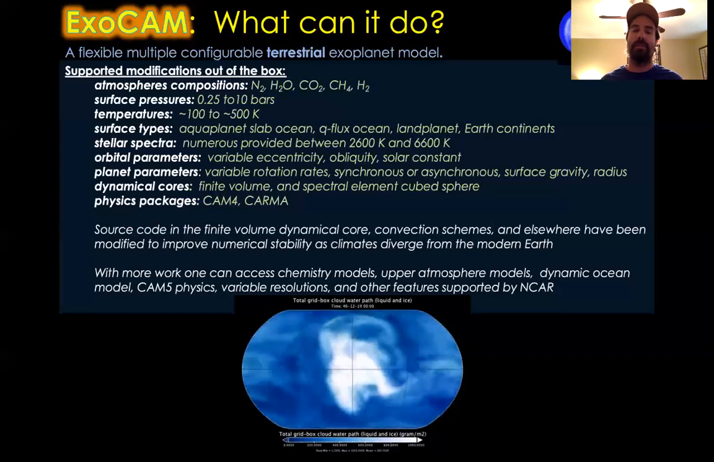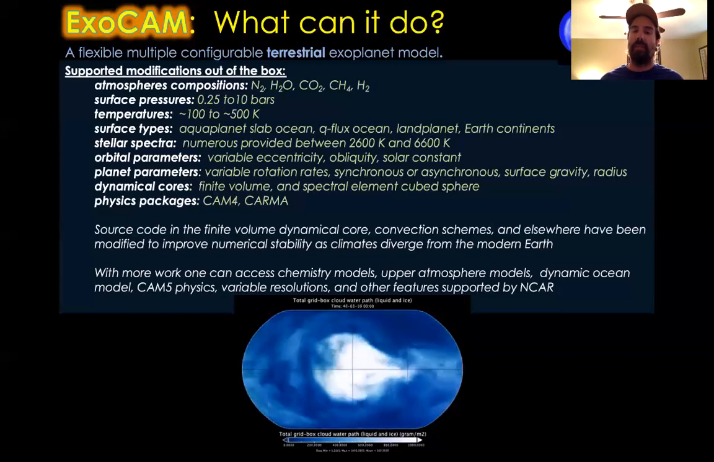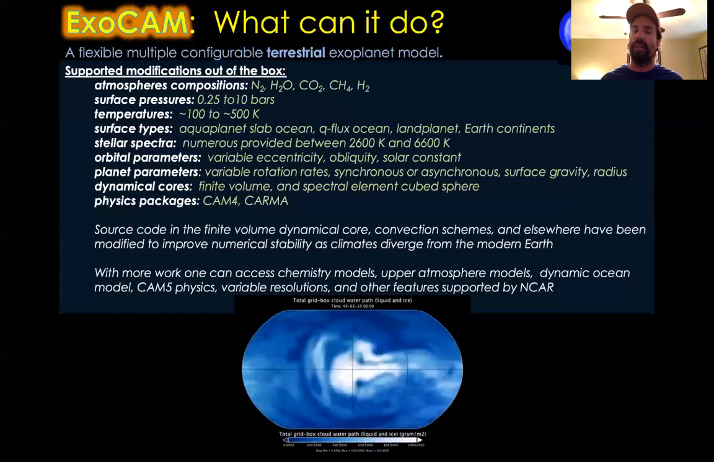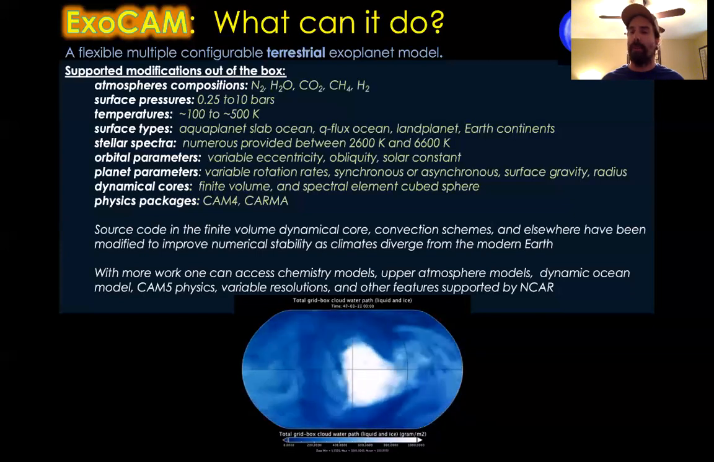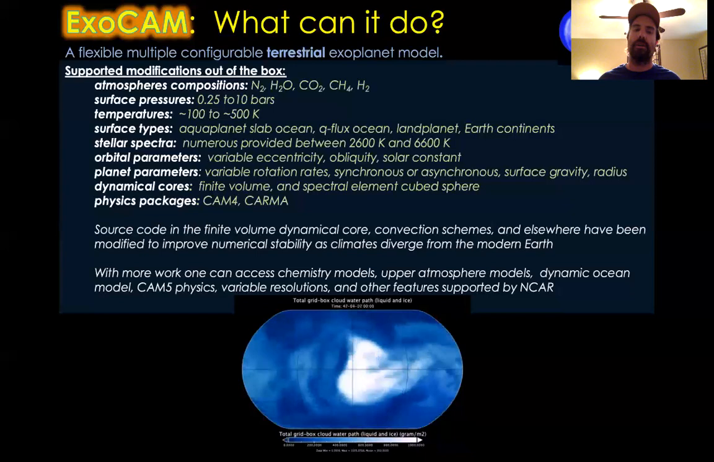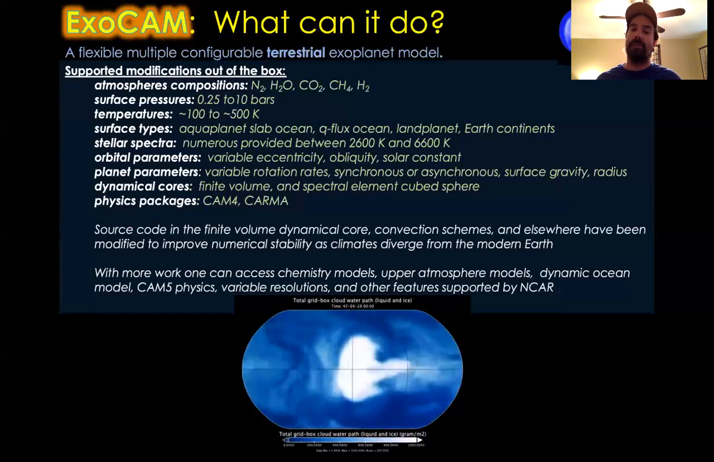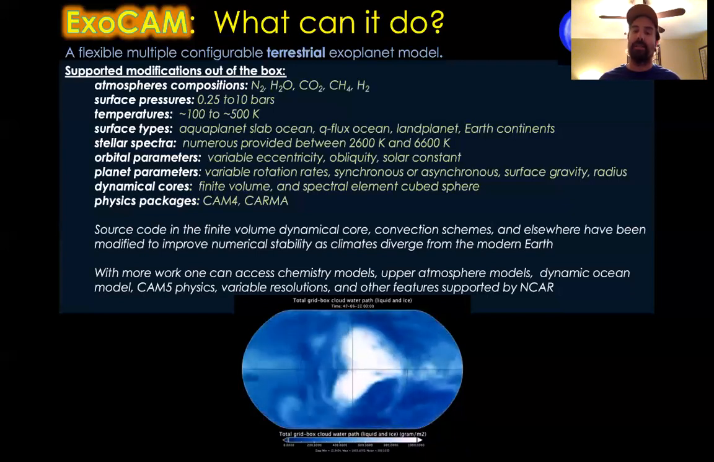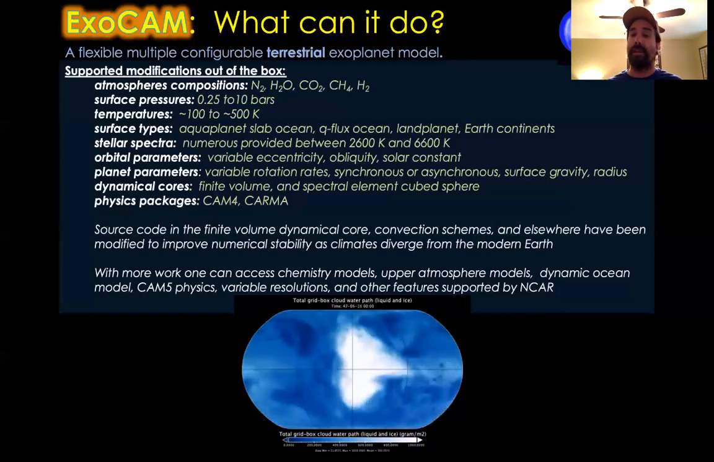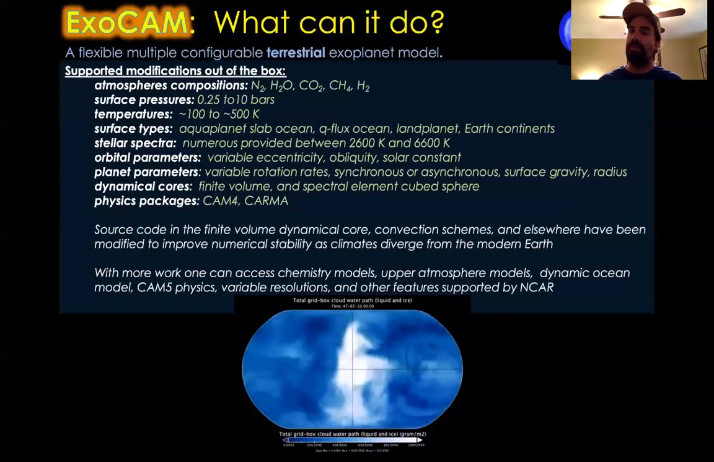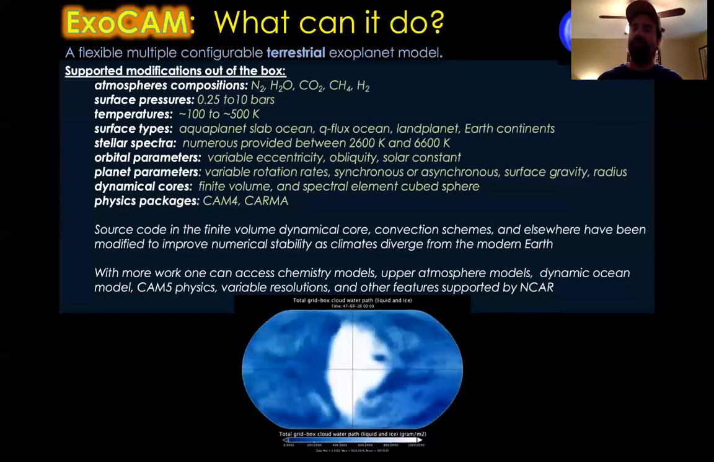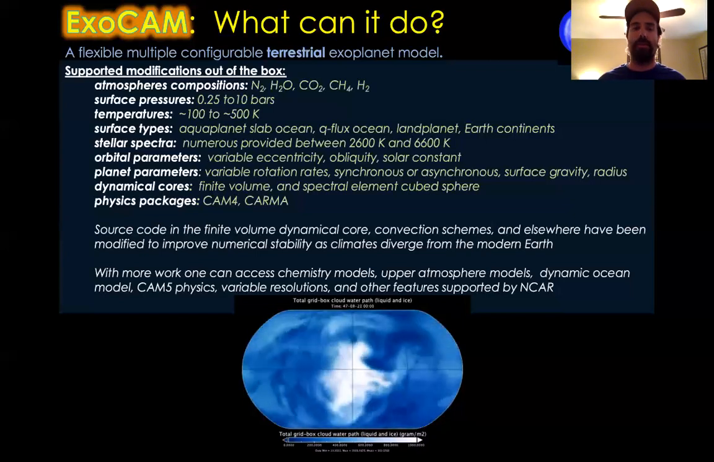Surface types currently supported are aquaplanet slab oceans, fixed-flux oceans, land planets, and Earth continents. Numerous stellar spectra are provided, from TRAPPIST-like stars all the way up to F-dwarf stars. The orbital parameters can be modified. You can vary eccentricity, obliquity, the solar constant. You can vary the rotation rates, make the planet synchronous, asynchronous, change the surface gravity. These are standard options for exoplanetary 3D modeling codes, of course.